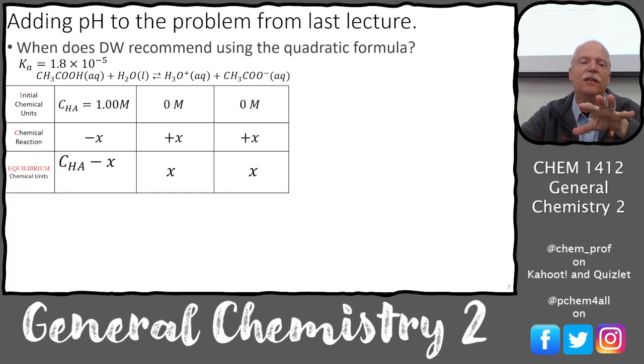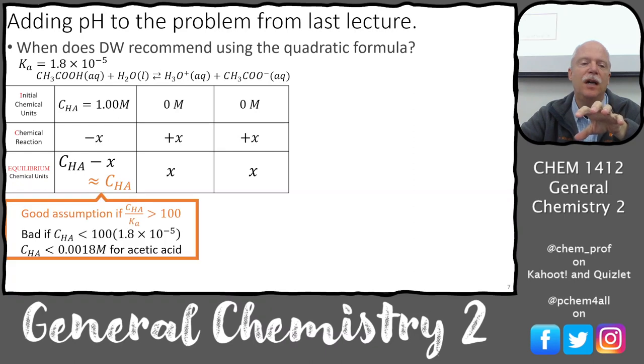I keep talking about this assumption, right? This good assumption. When does it become bad? Like what would the error be? If we look at this CHA, what if we multiplied Ka over here on this other side? Okay.